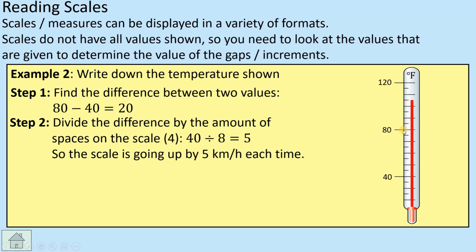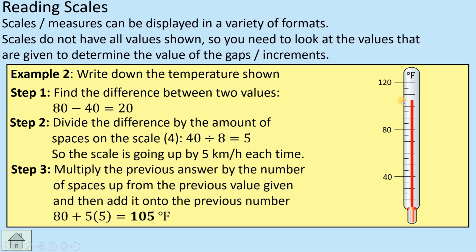All right, so I'm going to go 80 up in 5s, so 80, 85, 90, 95, 100, and looks like it's going to be 105 degrees Fahrenheit, which is pretty warm. Okay, so 105 degrees Fahrenheit for that particular one. Okay, so that's reading scales. Let's think about that on a backward thing.